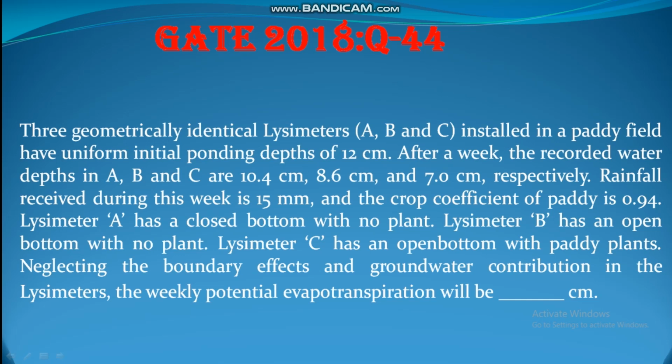Lysimeter A has a closed bottom with no plants. Lysimeter B has an open bottom with no plant. Lysimeter C has an open bottom with paddy plants. Neglecting the boundary effects and groundwater contribution in the lysimeter, the weekly potential evapotranspiration will be dash centimeter.